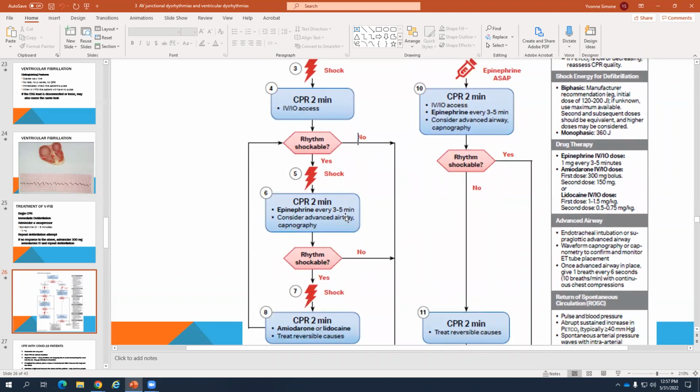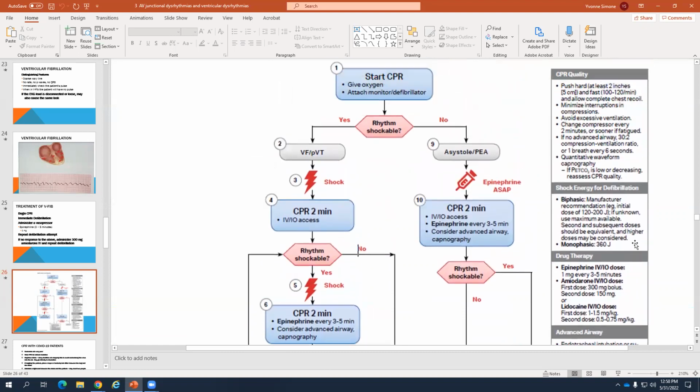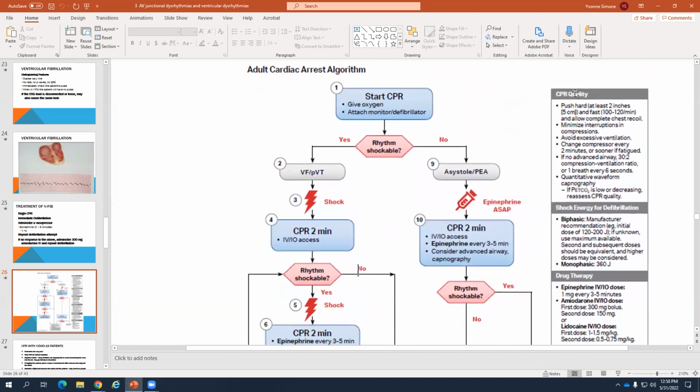It says epinephrine is given. Consider an advanced airway. So that's when the intubation takes place. After epinephrine, shock again. If it still doesn't convert, then amiodarone is given or lidocaine. All right, and then on the side, it talks about CPR quality.